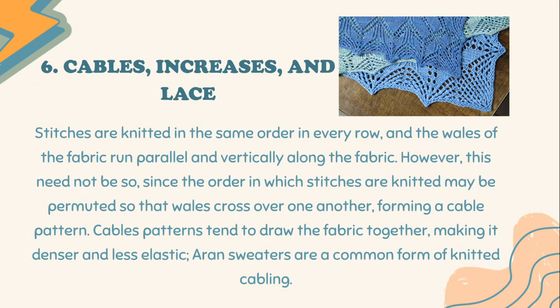Sixth, cables, increases, and lace. Stitches are knitted in the same order in every row, and the wales of the fabric run parallel and vertically along the fabric. However, this need not be, since the order in which stitches are knitted may be permuted so that wales cross over one another, forming a cable pattern. Cable patterns tend to draw the fabric together, making it denser and less elastic. Aran sweaters are a common form of knitted cabling.